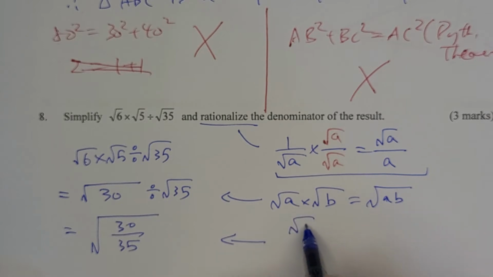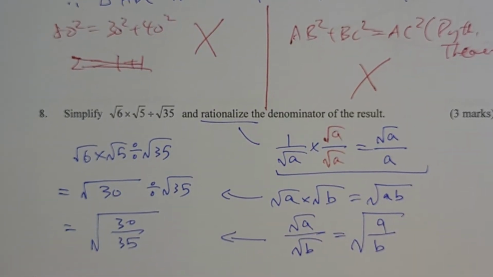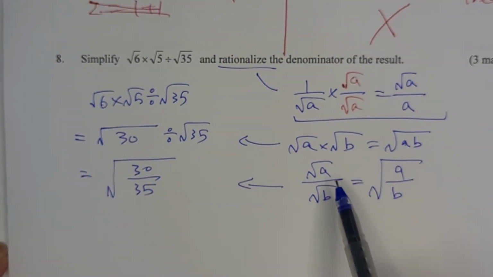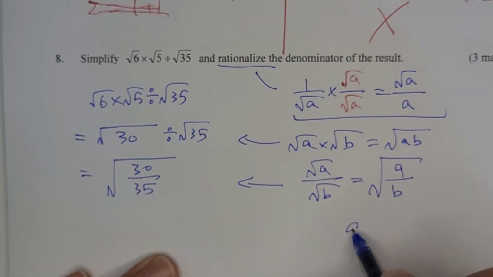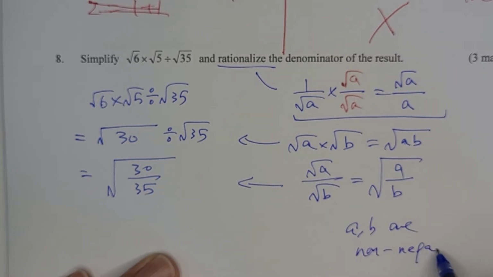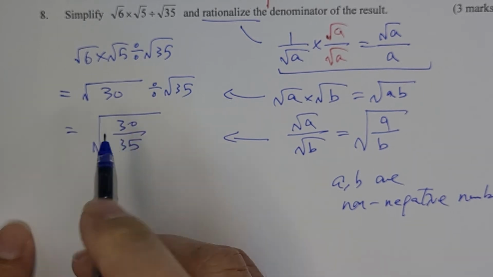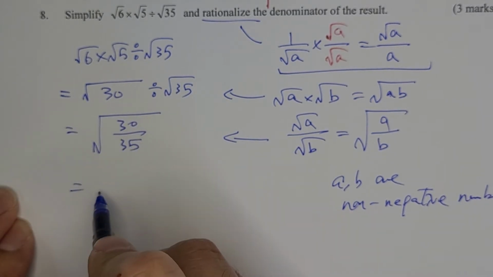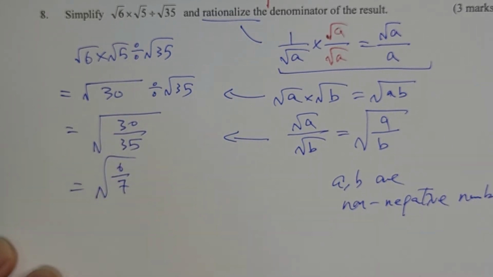Again, when you are doing division, a square root a divided by square root b, you can change it to become a big square root sign. Again, a and b should be non-negative. Okay? A, b are non-negative number. So go to here, you can cancel the common factors. 5. So square root 6, square root 7.